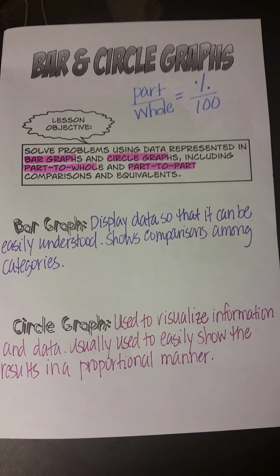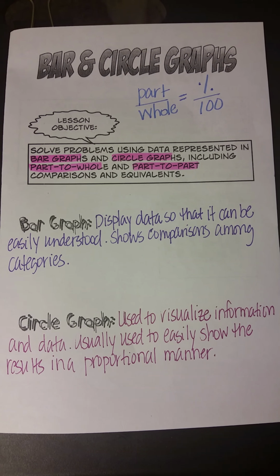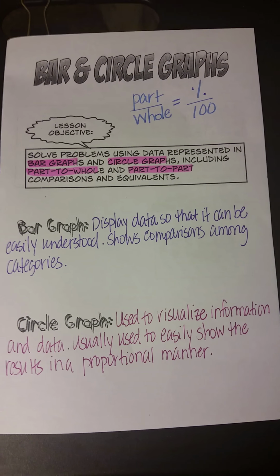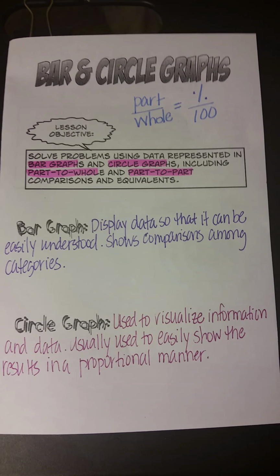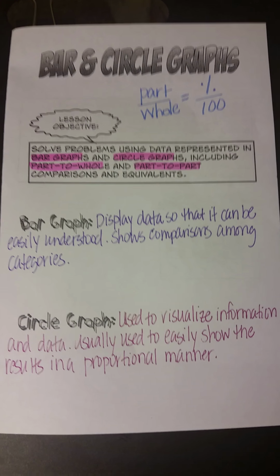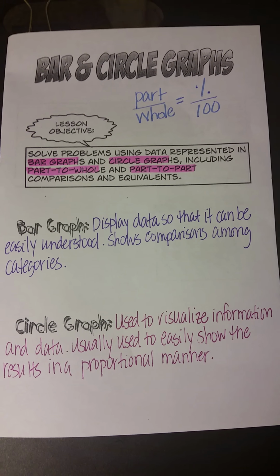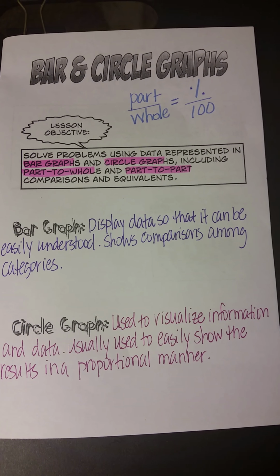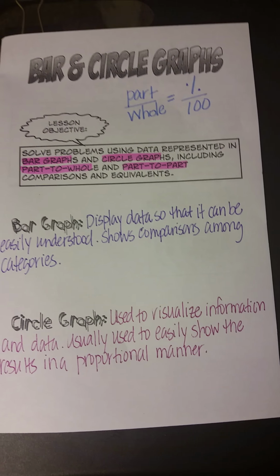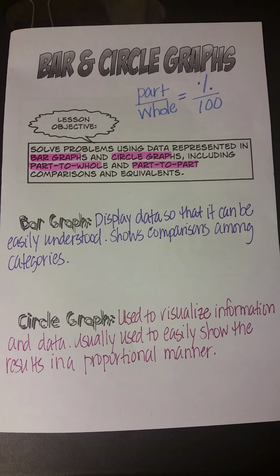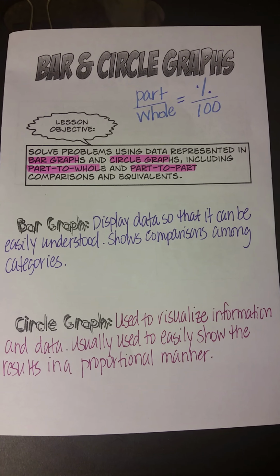Okay, circle graphs are used to visualize information and data, usually used to easily show the results in a proportional manner. They're also called pie charts. When you look at a circle graph, you can pretty much tell where the big chunk of the pie goes. Okay, circle graphs are pretty cool. So I'll go ahead and pause here and let you finish writing the definitions. I'll give you about 1 minute.